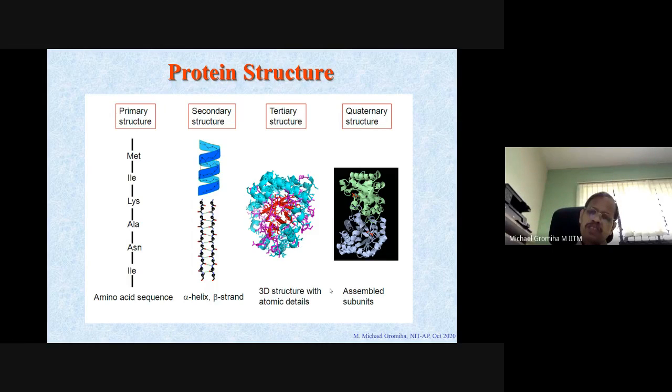Primary structure will tell you only the amino acid sequence. There's only the sequence, the arrangement of these residues. So what information do we get from the secondary structure?